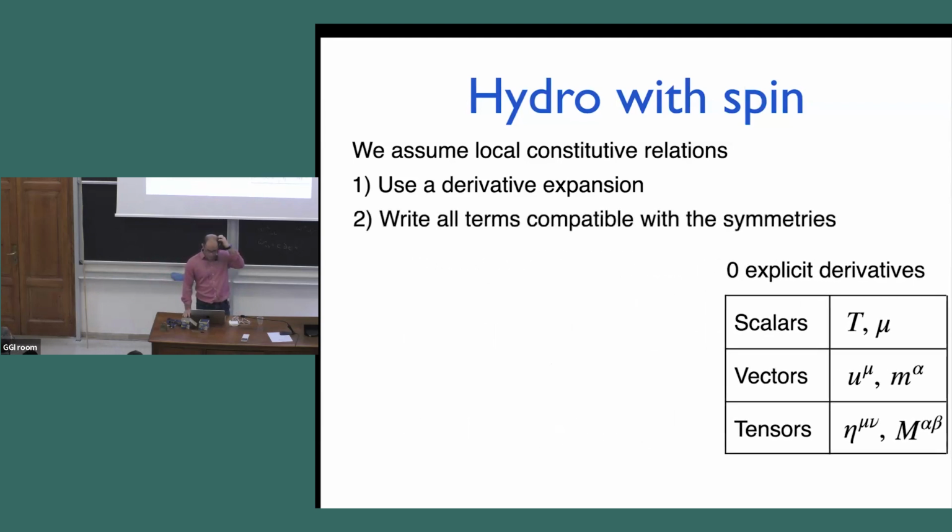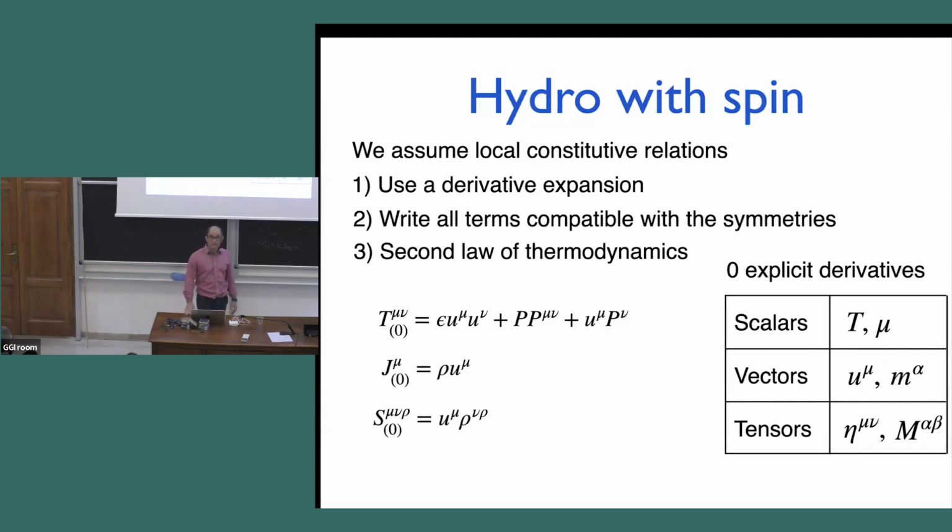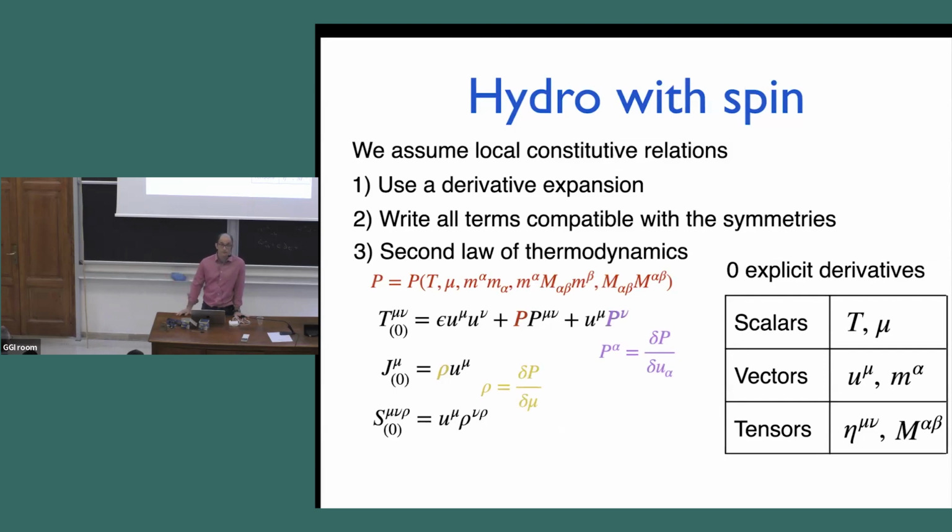So now we write down all possible terms that are compatible with the symmetries, and we implement the second law of thermodynamics, and what we get is an expression like this for the constitutive relations. So P here is something that I'm going to identify with the pressure. It's constructed of all possible scalars that one can write down that are associated with terms which have zero explicit derivatives in them. This is the charge density. This weird object is associated with the derivative of the pressure with respect to the velocity field. So usually, because the velocity field squares to 1, it won't enter in the pressure. But now, because we have extra stuff with indices, then the velocity will enter into the pressure.